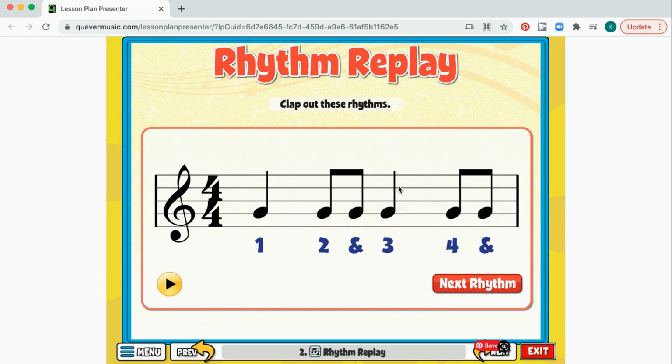Then we have another quarter note getting 1 beat, and 2 eighth notes again at the end, each getting half a beat. Let's listen. One, 2, ready, clap. Great work. One more time, listening first. One, 2, ready, clap. Great work, everyone.